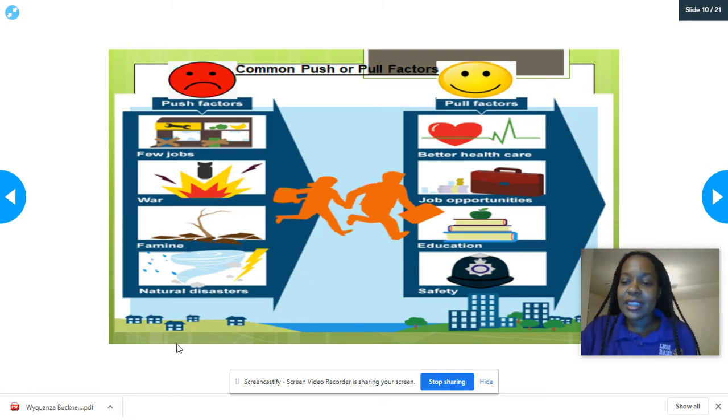A natural disaster is when things like a tsunami happens, earthquakes happen, things like right now in California, all of those wildfires that are burning up everything, houses and cars and everything in its path, and they can't control it. They can't put it out. So that would be a natural disaster, and that would be a push factor because you would have to go and find another place to live so that you can be safe.